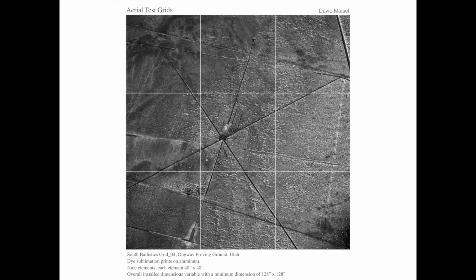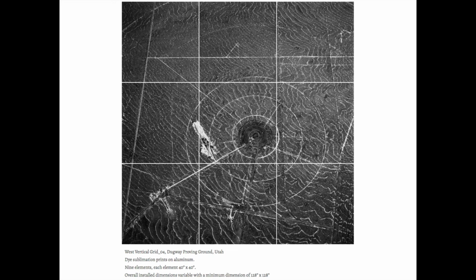This is David Meisel's work, Aerial Test Grids. Well, you guys don't have access to drones. Well, maybe you do, I don't know. Or helicopters or airplanes. But that doesn't mean you can't stand up above something, look down, and make images like this. Notice it's 9 pieces that are gridded together, 9 separate images. Love that idea. Same here, another 9-piece grid. Each element is 40 by 40 inches. Pretty incredible.